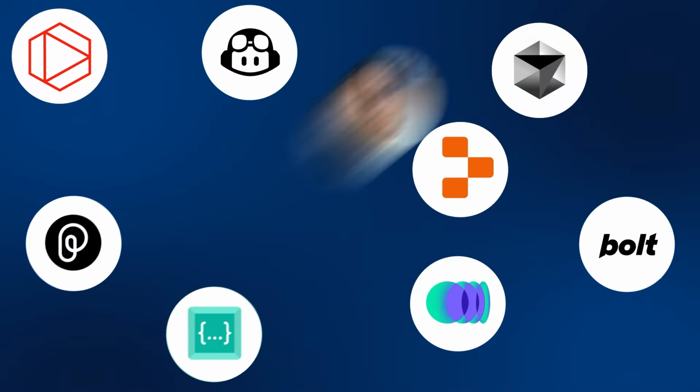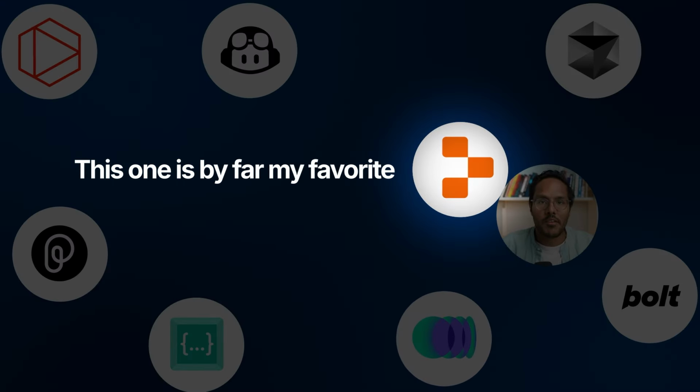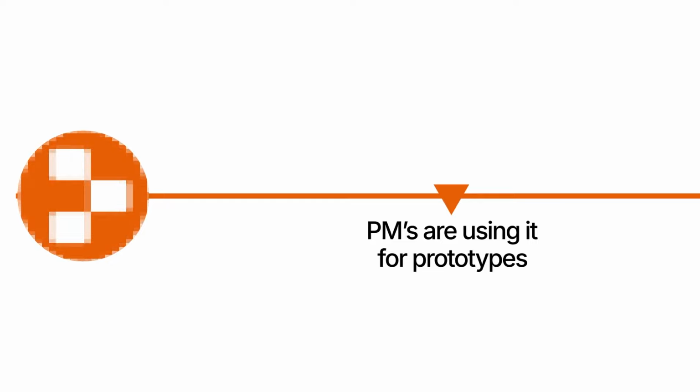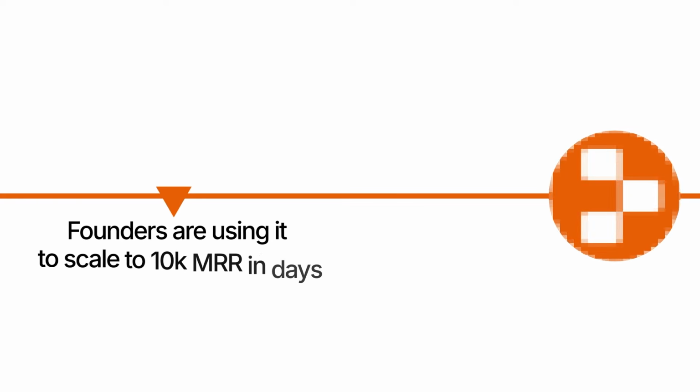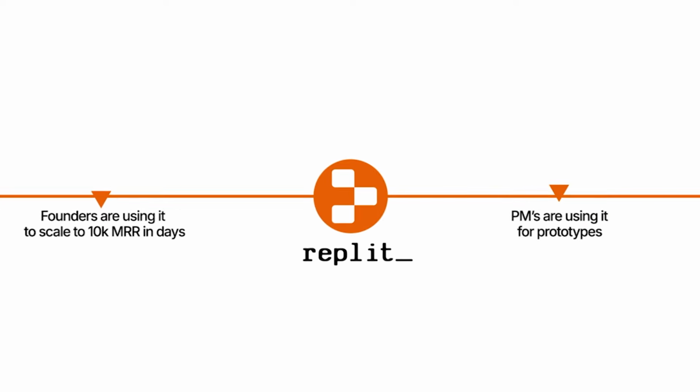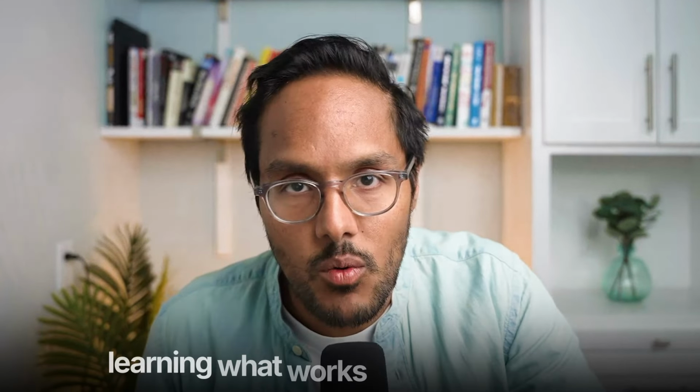I've tried every coding tool on the market. This one is by far my favorite. PMs are using it for prototypes. Founders are using it to scale to 10K MRR in days. The app is Replit. I've spent the last 12 months learning what works and what doesn't.